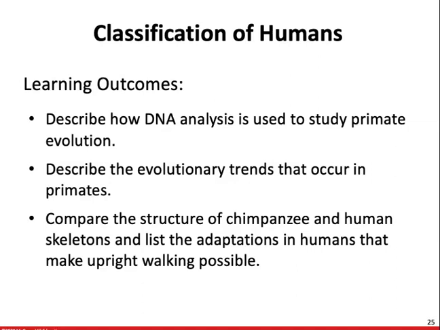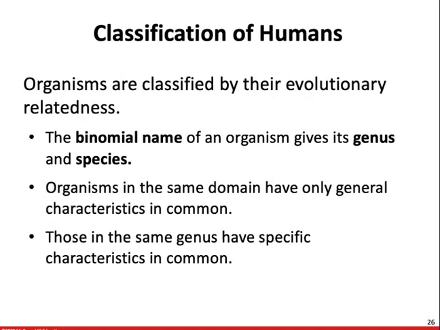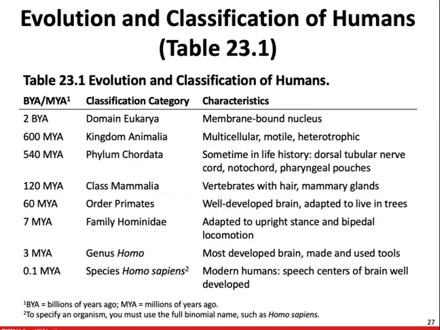Right, next up we want to talk just very briefly about the classification of humans. Organisms are going to be classified by their evolutionary relatedness. We typically do this by using a binomial name of an organism that gives its genus and its species. Organisms that have the same domain have only general characteristics in common. Those in the same genus have very specific characteristics in common, which is why we use their genus and species to give their name. So here's an example of the classification of humans.